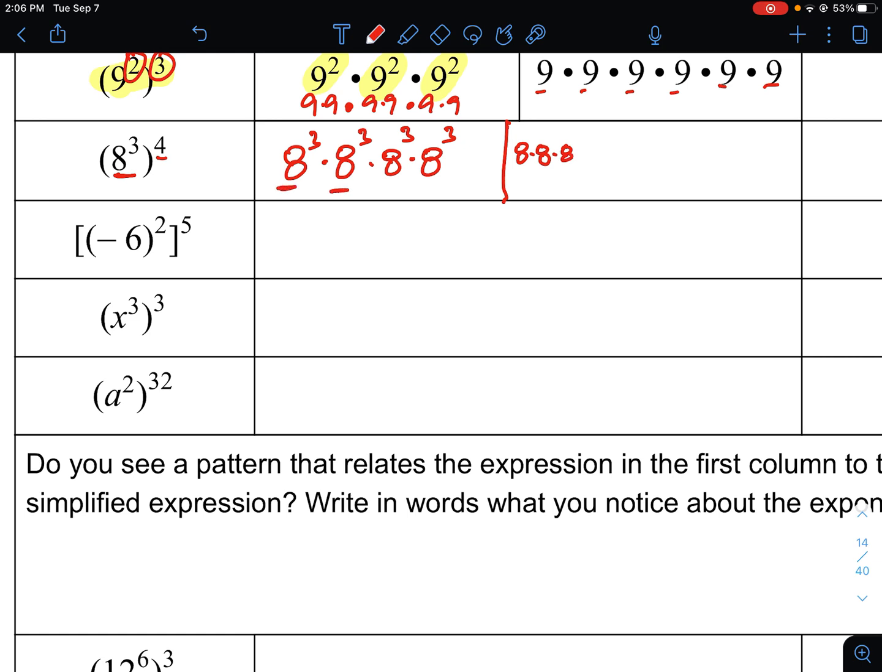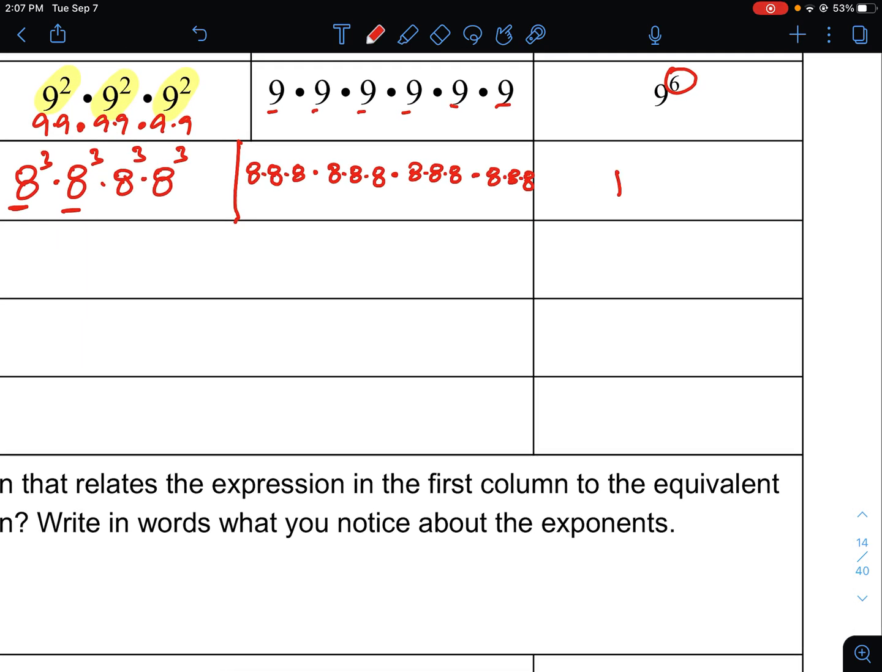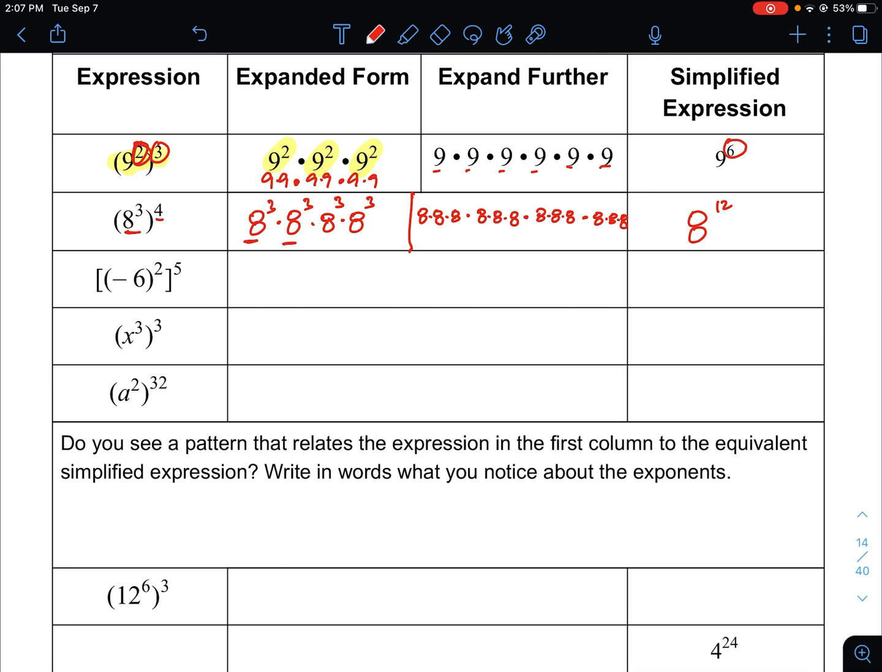Let's do the next set. 8 times 8 times 8. And another set of 8 times 8 times 8. And one more set of 8 times 8 times 8. And those are all being multiplied together. So you have like 3, 6, 9, 12 eights being multiplied together. What is that? Well, that is 8 to the 12th.